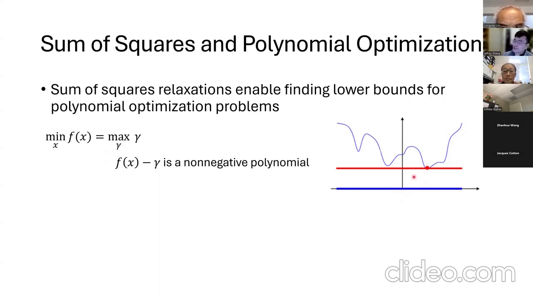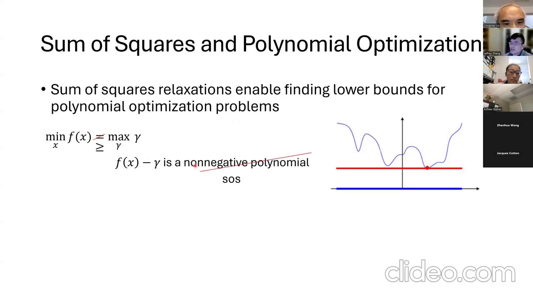So if I move it up or maybe down to where the global minimum of f is, the most I can move it is to what the global minimum is, if I want f(x) minus gamma to be a non-negative polynomial. Again, general optimization is hard, so there's no reason that we should expect to be able to minimize this problem.